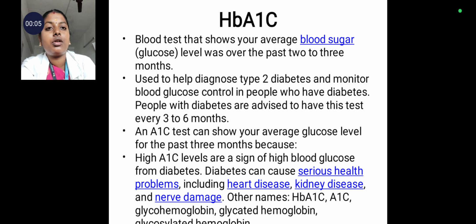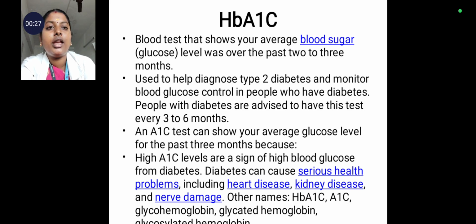Continuing with the glucose tolerance test, an alternative test is also required: the HbA1c test. Hb is the hemoglobin level, so how is glucose present in the hemoglobin? It is a blood test that shows the normal average blood glucose level for the past 2 or 3 months.